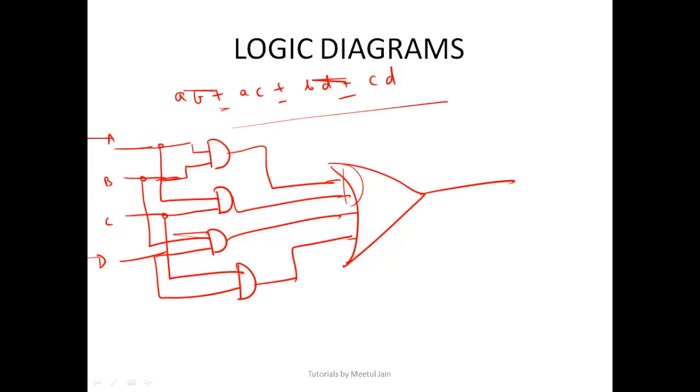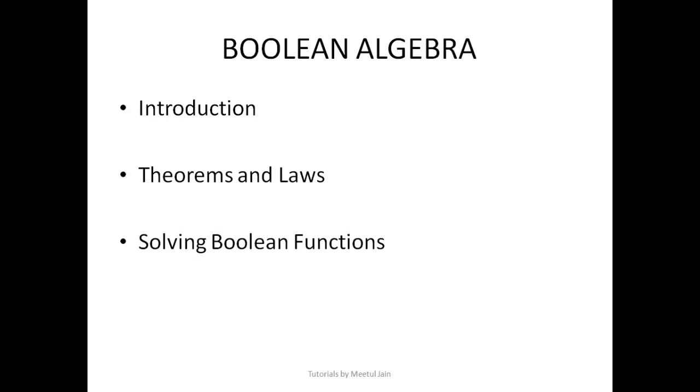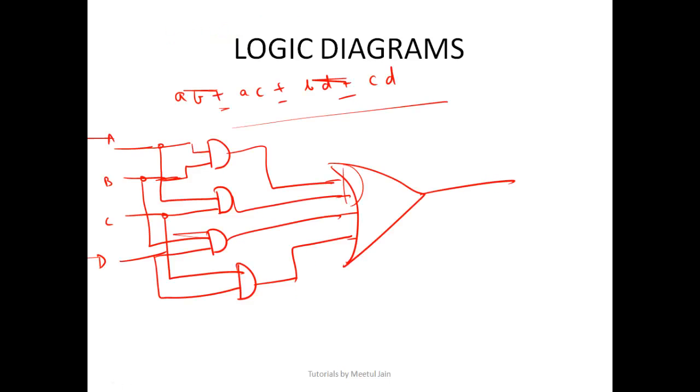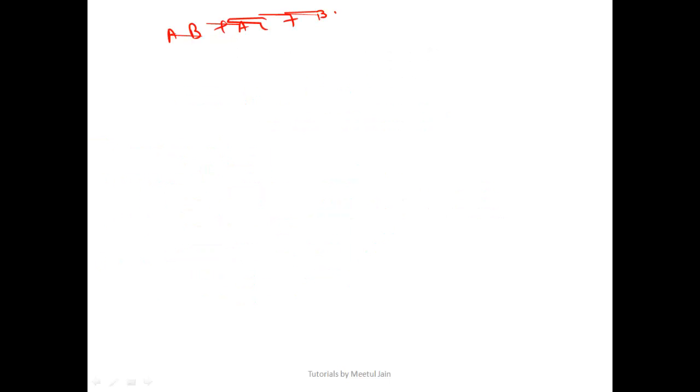However, we could have simplified the expression a little bit with the help of Boolean algebra. So let us try to solve that expression first. The expression was AB plus AC plus BD plus CD. At this point of time we have not discussed the Boolean theorems. However, just see how simple this can be.